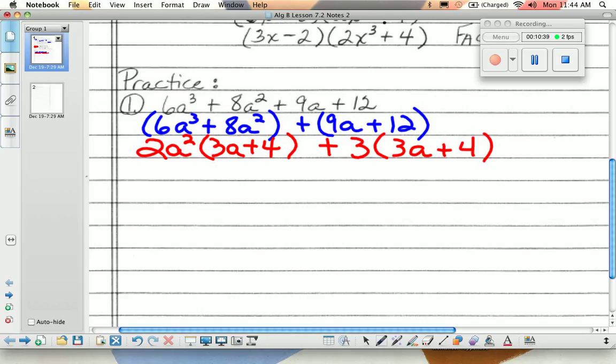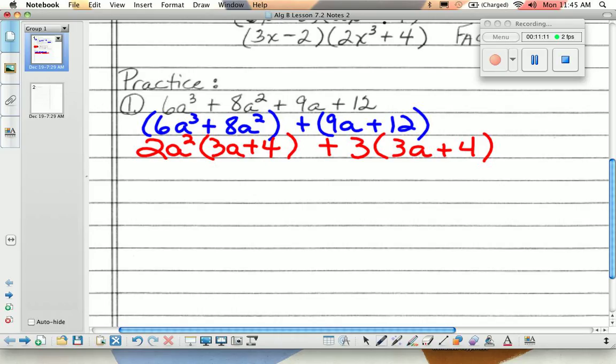And at this point, we can say, guess what? This can be factored by grouping because they both have the same factor, 3a plus 4. Is that going to happen every time? It should today while we're practicing this. If this doesn't happen today, then you know something went wrong and you need to go back and reevaluate, because while we're learning how to do this, I pick problems that it will work for.